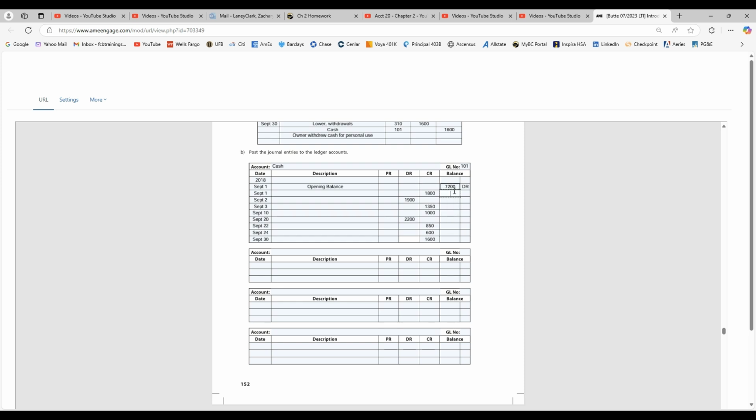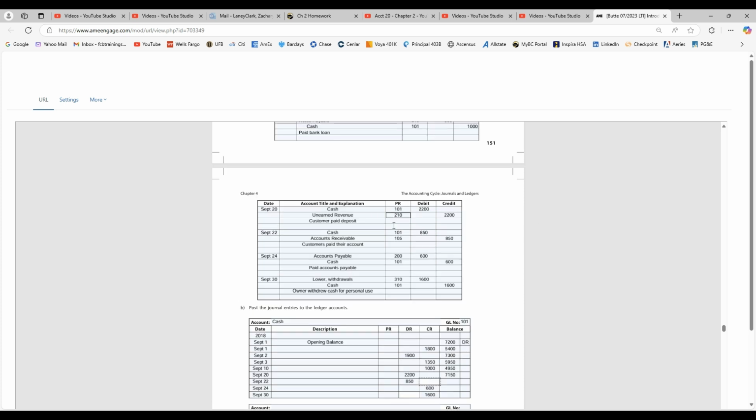okay, and then what we want to do, right? We have a debit balance to start, and then we have a credit, so that's going to reduce. So 7,200 minus 1,800 gives us 5,400. Now 5,400 plus 1,900 gives us 7,300. Then 7,300 minus, because we're crediting, 1,350 gives us 5,950. Drop that down another 1,000. Now add 2,200. Oh, this should be a debit, sorry.